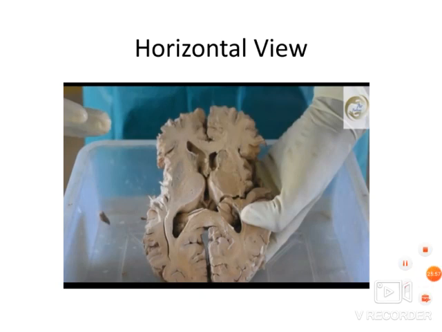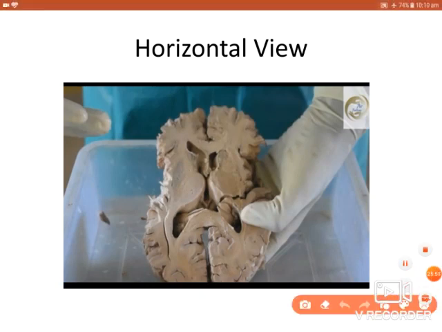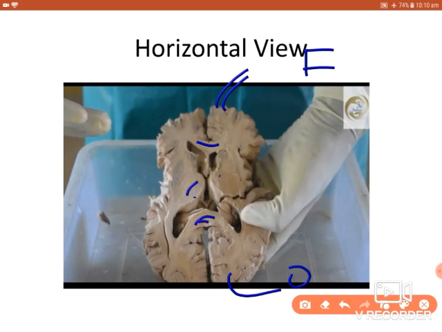So again back to this diagram. Here, this is anteriorly, the frontal pole. Posteriorly, this is the occipital pole. This is the genu, and this is the splenium of the corpus callosum. You can see the thalamus, two thalami, right and left. This cavity is the third ventricle. This is the fornix.